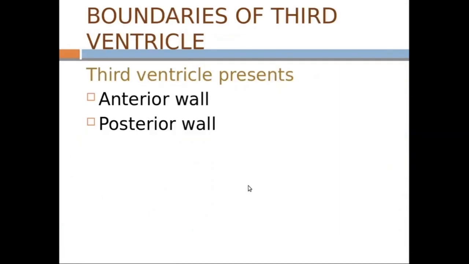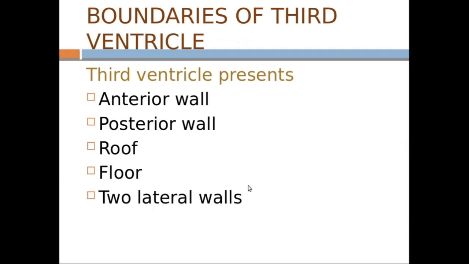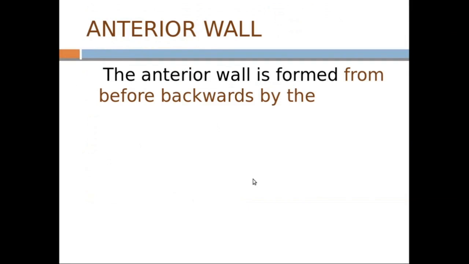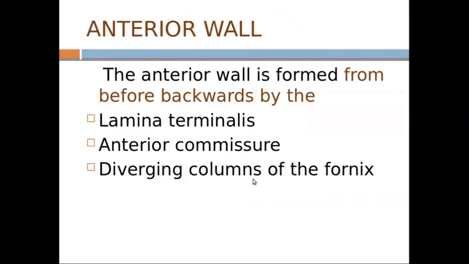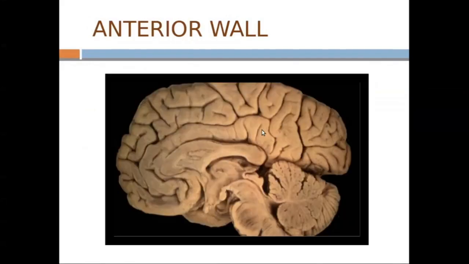Third ventricle presents anterior wall, posterior wall, roof, floor and two lateral walls. Anterior wall is formed from before backwards by the lamina terminalis, anterior commissure and diverging columns of the fornix. This is the anterior boundary which we have seen, which is formed by the lamina terminalis and also the anterior commissure and diverging columns of fornix.